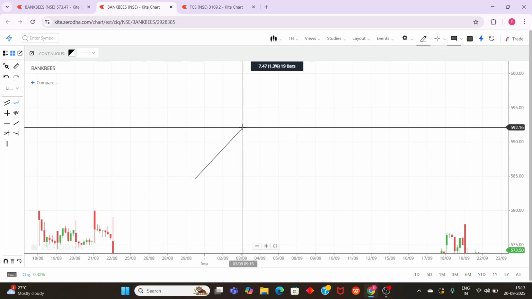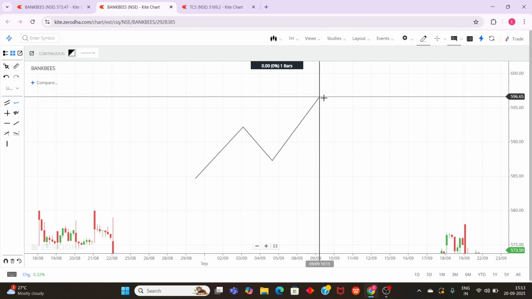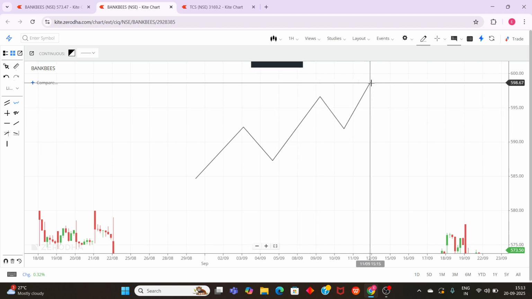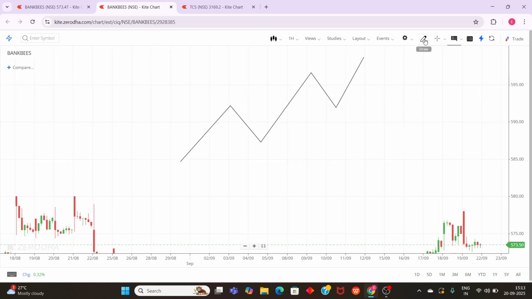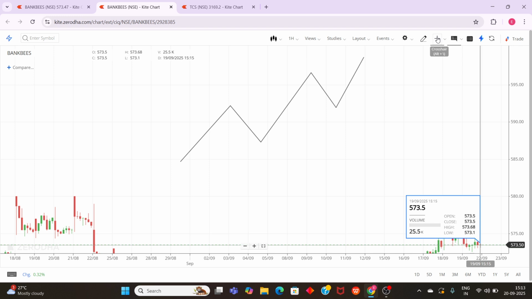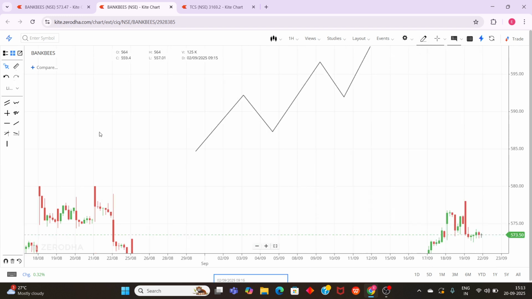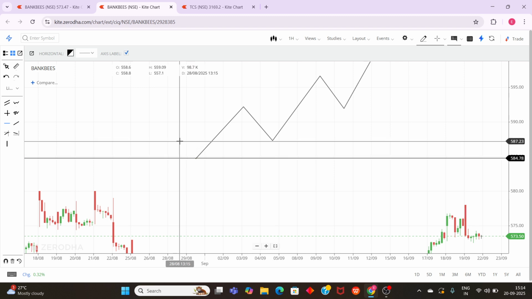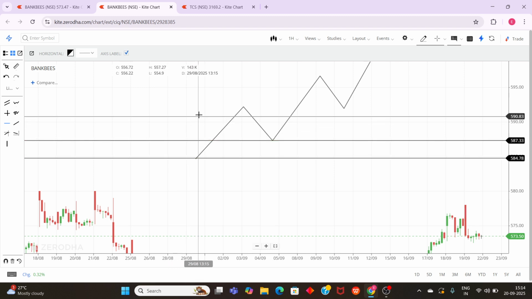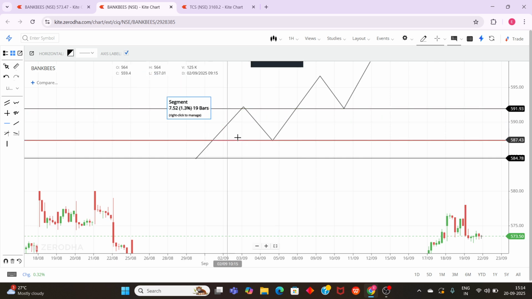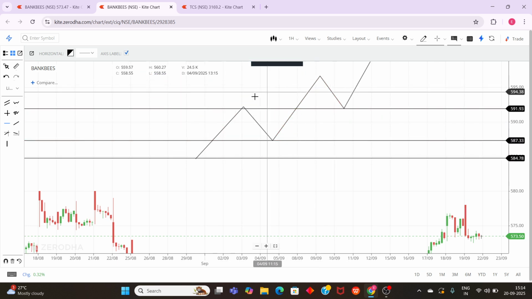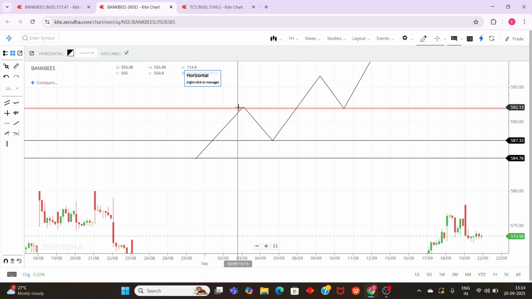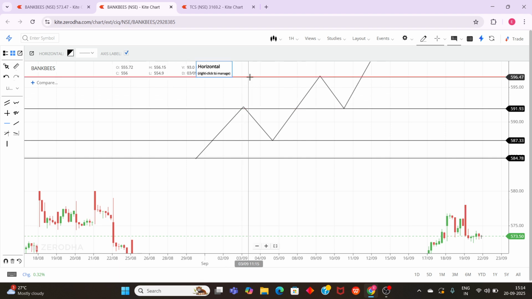For example, let me draw the higher high pattern first. As explained in the previous video, this will be the starting higher low. Let me draw the horizontal line for that. So this will be the starting low. Next, it has made a higher low. Again, this is the second higher low. Then you can see it is forming the higher high, the first higher high, and this would be the second higher high. So the condition is met as per the strategy.